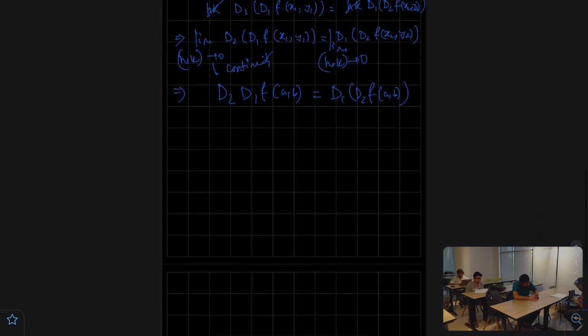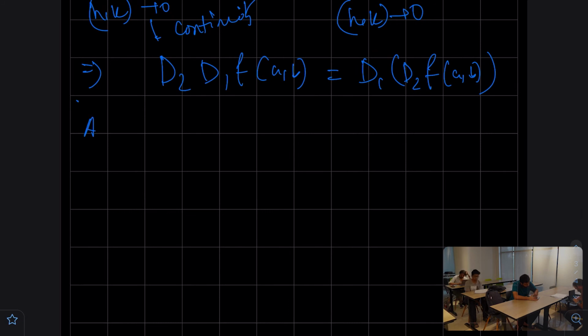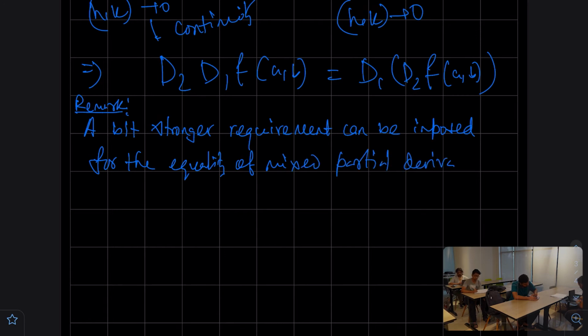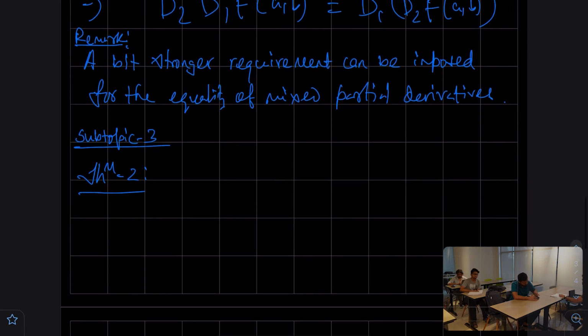So a bit stronger requirement. It's a remark on the proof. A bit stronger requirement can be imposed for the equality of mixed partial derivatives, and that's theorem 2. So this is subtopic 3, theorem 2. Okay, any questions?